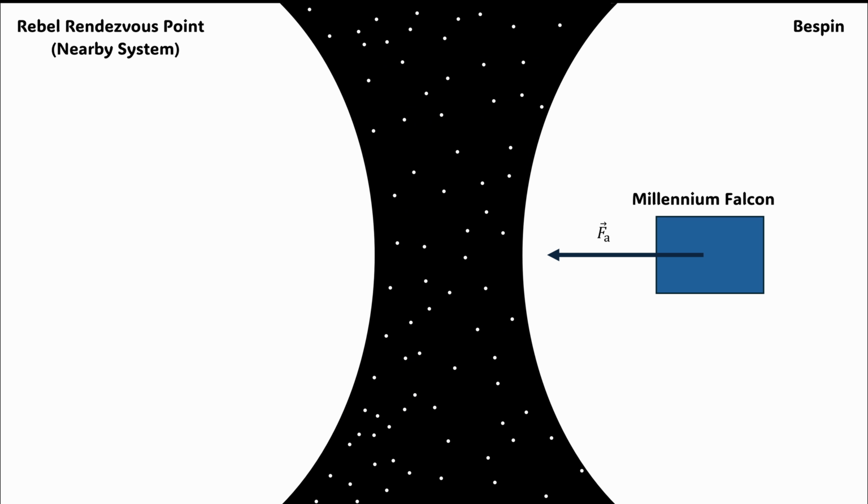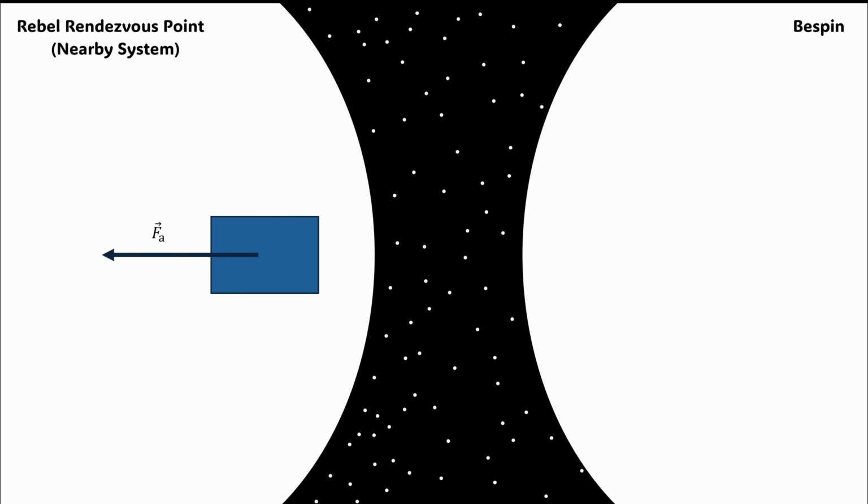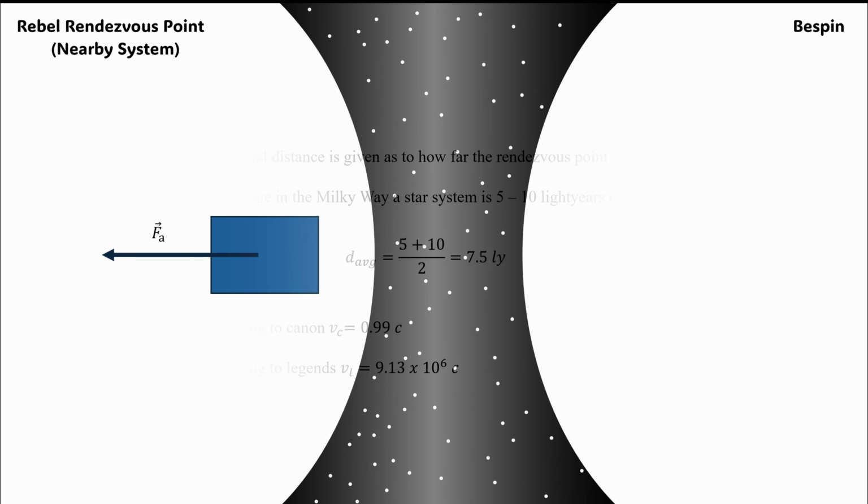In the scene, the Millennium Falcon is seen traversing deep space, jumping into hyperspace to evade Darth Vader and the Empire. Its trajectory spans from Bespin to a nearby Rebel rendezvous point. Since no canonical distance between Bespin and the rendezvous point is provided, we approximate it using typical interstellar distances in the Milky Way. Online research gives us that the average distance between star systems in the Milky Way ranges from 5 to 10 light years.